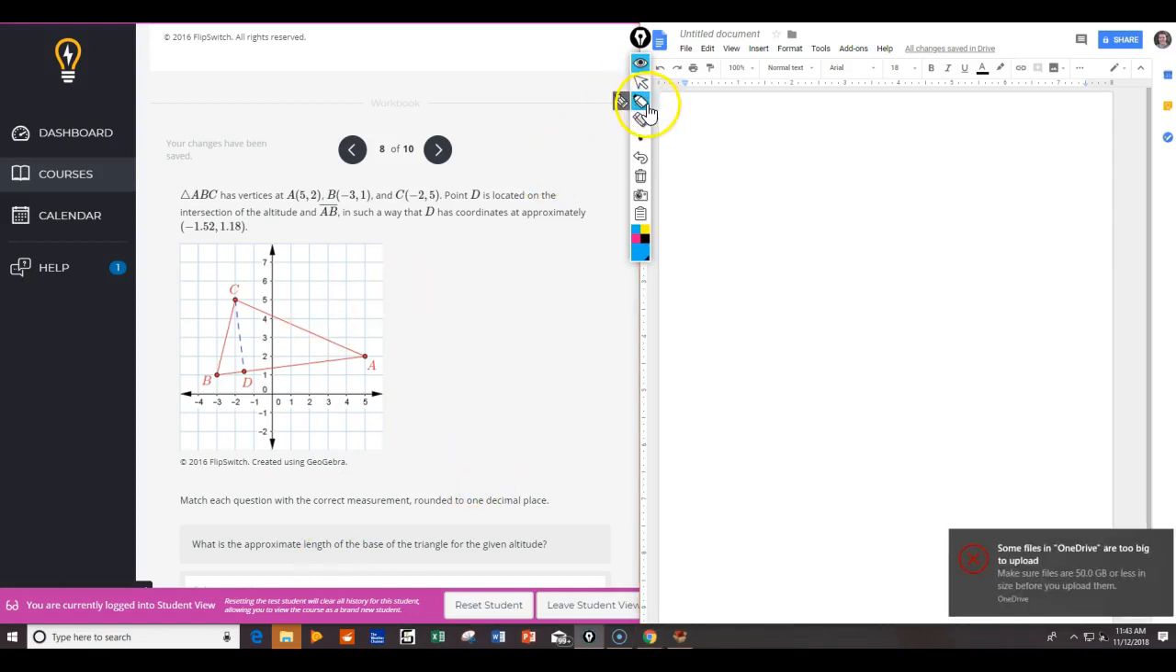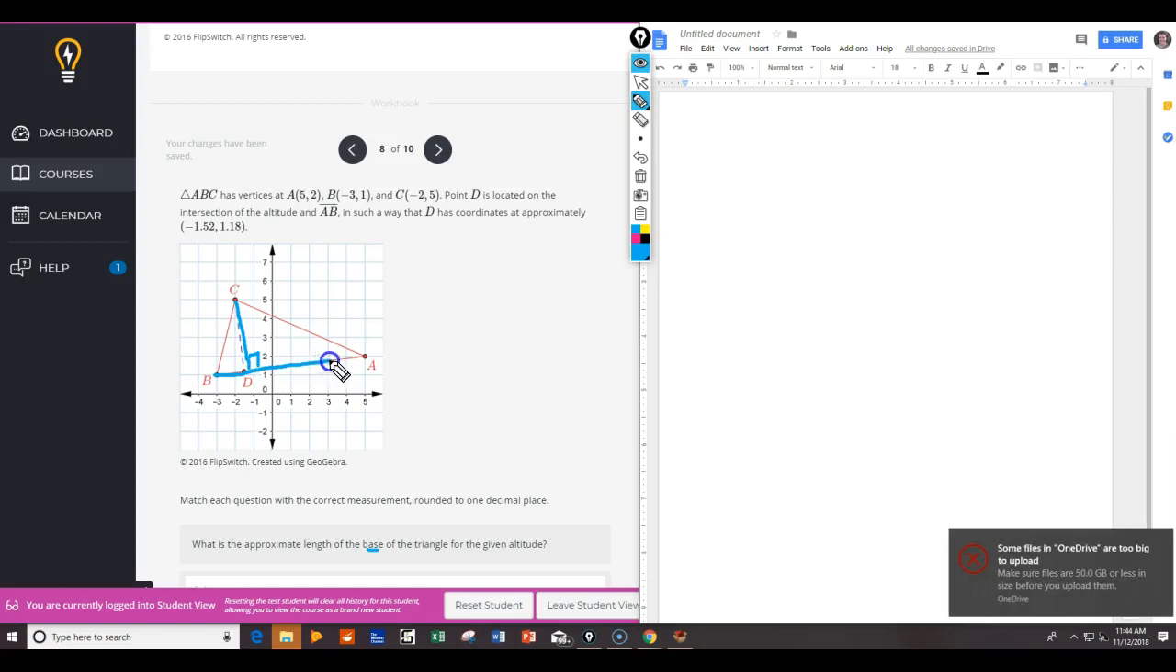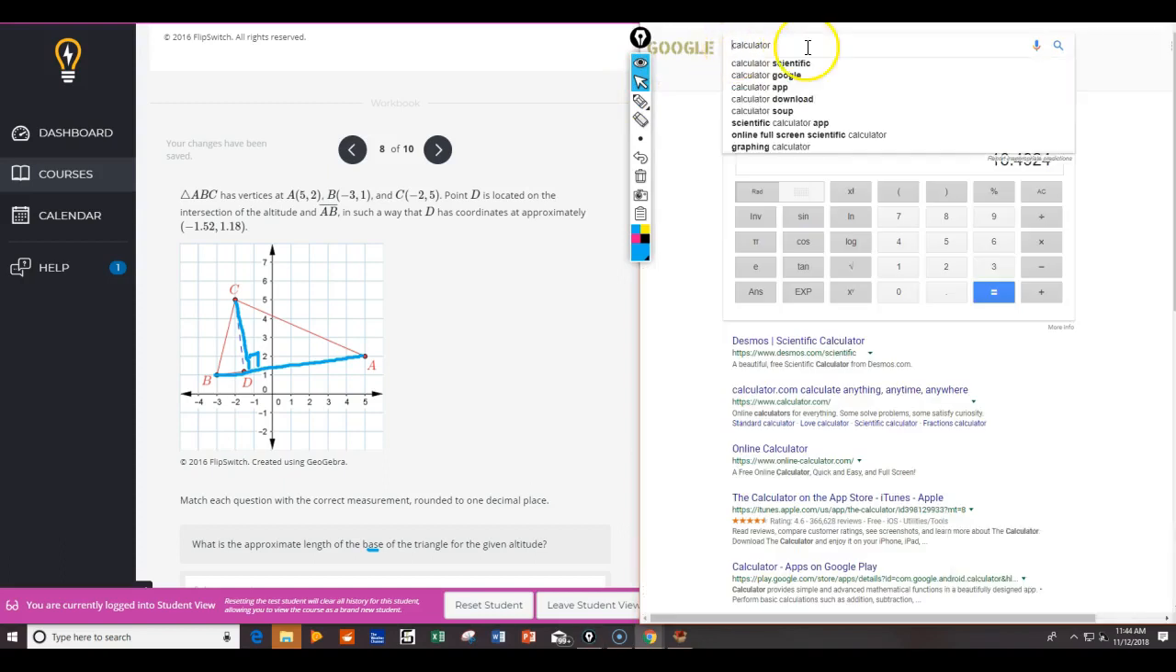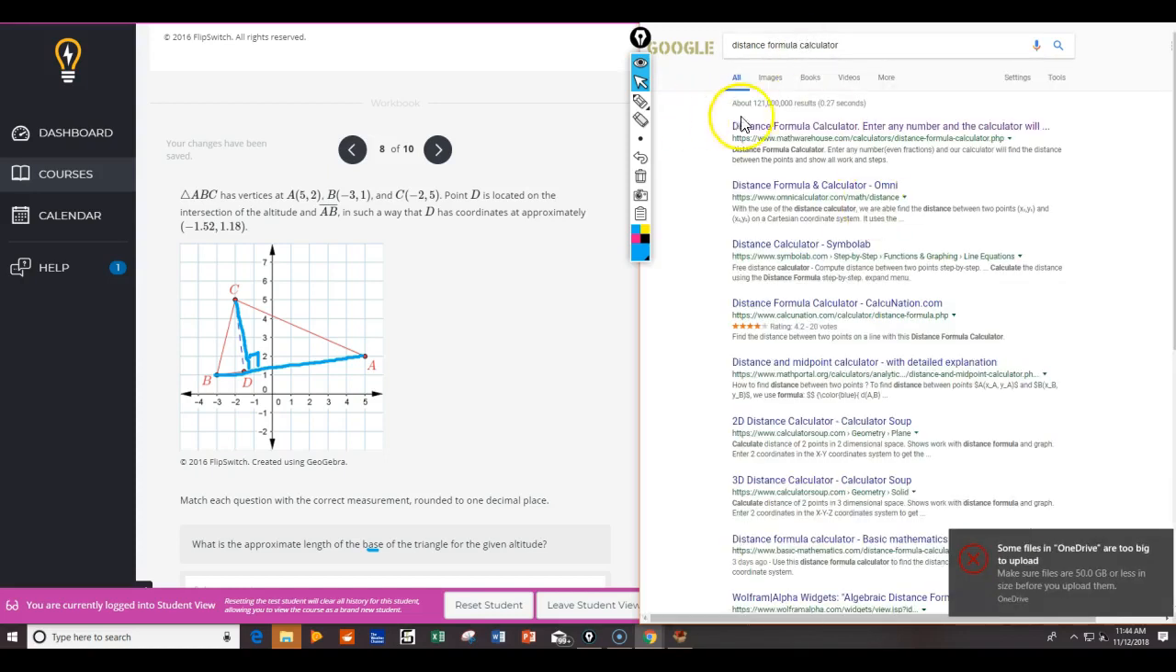Okay, so remember that the altitude is the height of the triangle, so it's our perpendicular line. So the altitude would be DC. Now it wants our base, so that's the side that altitude hits. So the side that our altitude hits is BA. So I'm going to use my tools, and I'm going to just search distance formula calculator and see if something comes up.